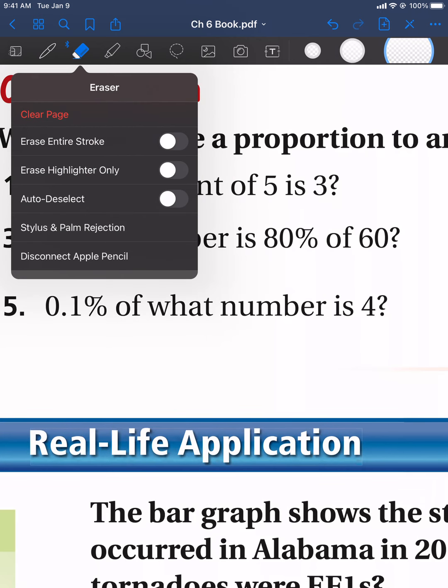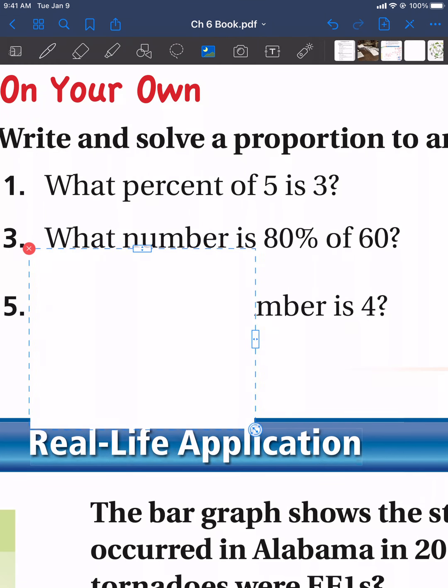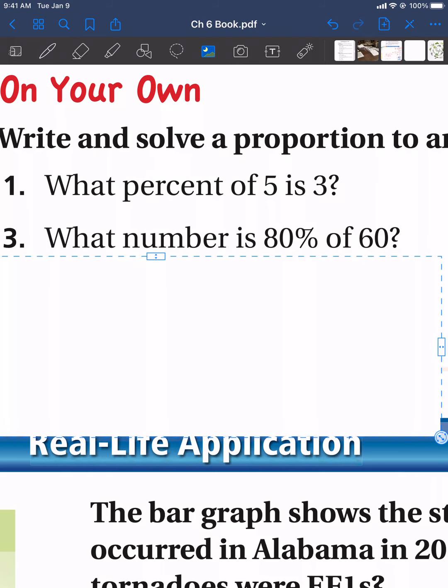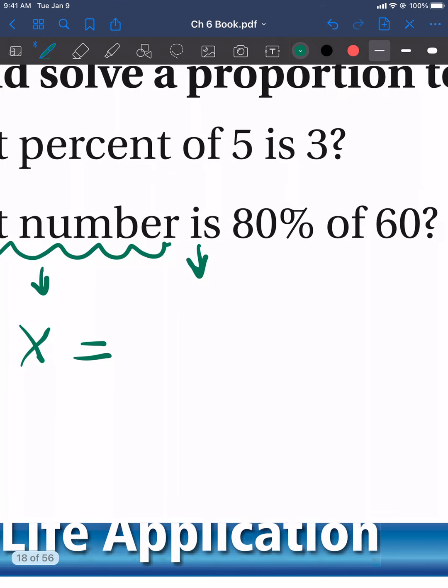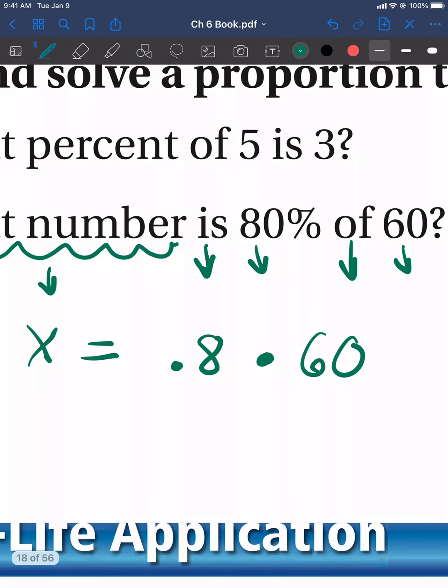All right, let me go and erase my page. I'll go ahead and grab another white blank piece of paper. Let's do the next one. What number? That means I'm just using an x. Is means equals. 80%, we change those to decimals. Of means times. Bring down the 60. Okay, super easy. Now I just got to figure out what x is. How do I do that? I literally just multiply these two things. 0.8 times 60 is 48. So x equals 48.